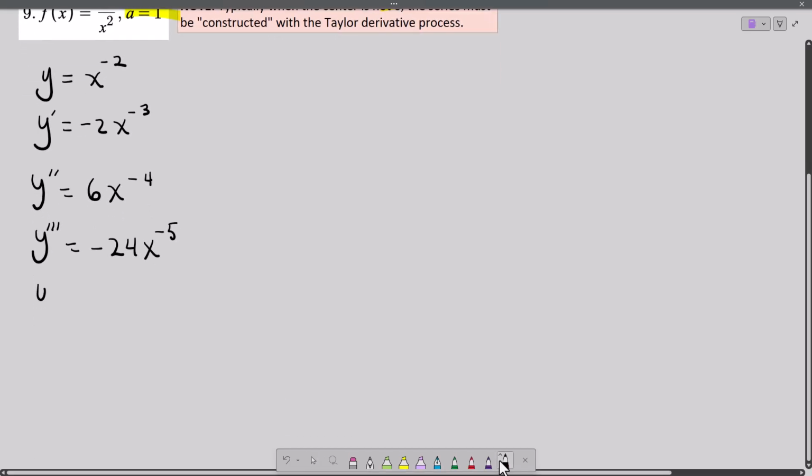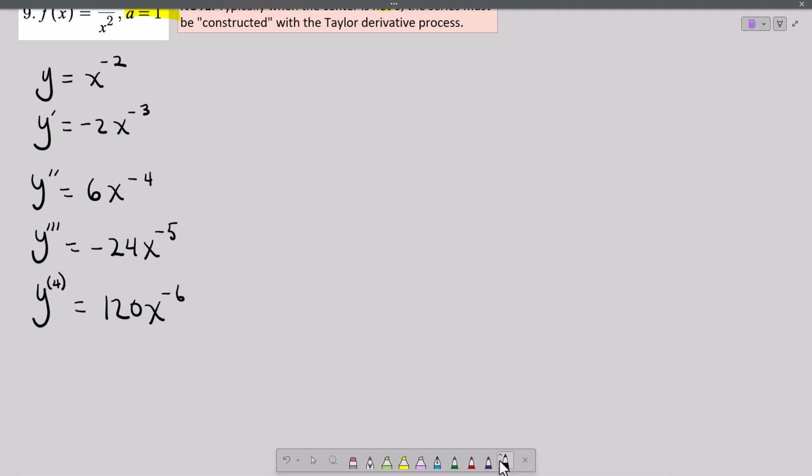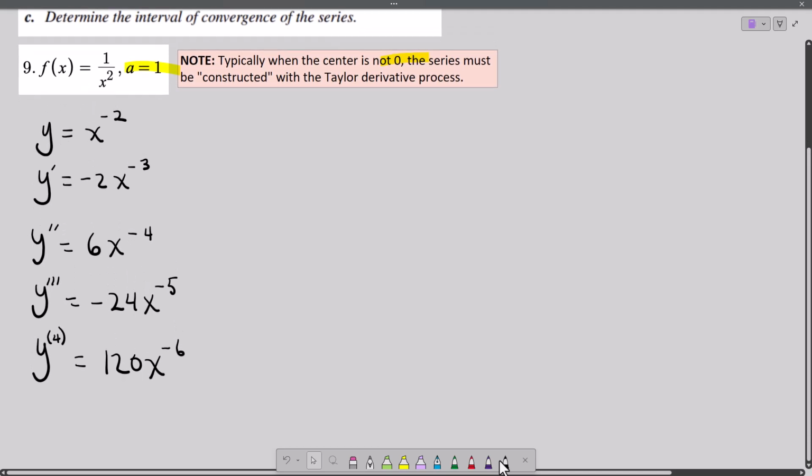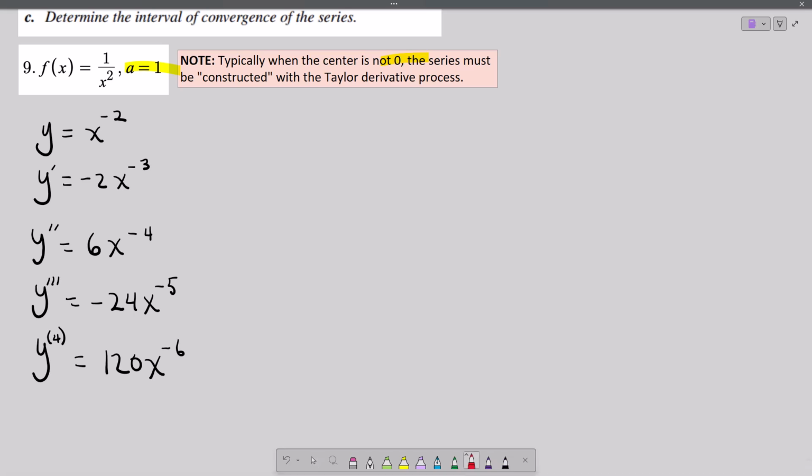And once we have our derivatives, that's 120 positive x to the negative 6. So this is what we did on Tuesday. We're just constructing it, building the power series from its derivatives. And then we plug in y of 1 is 1, y prime of 1 is negative 2, y double prime of 1 is 6, y triple prime of 1 is negative 24.